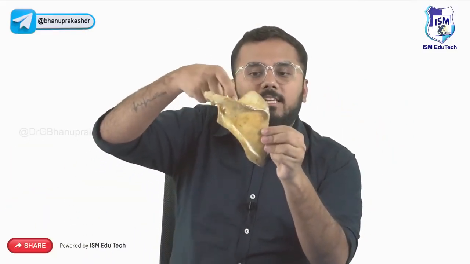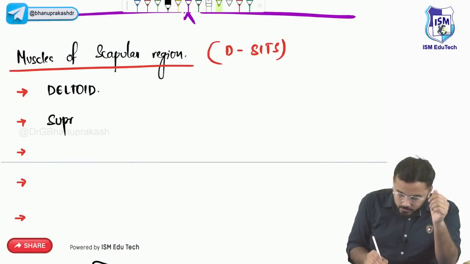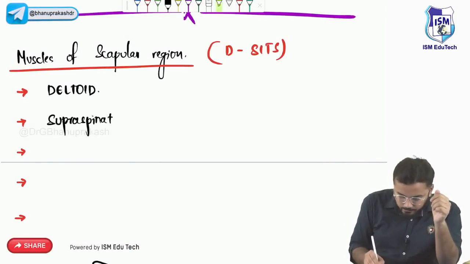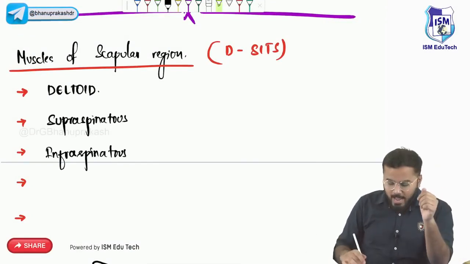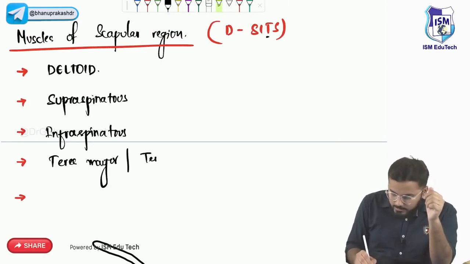Second one. Look at the scapula here. Above the spine, this region is called supraspinatus. Below the spine, this region is called infraspinatus. If there is a muscle attached above the spine, I call it the supraspinatus muscle. If there is a muscle attached below the spine, I call it the infraspinatus muscle. So two muscles are also done. And what does T stand for? T stands for teres major as well as teres minor.